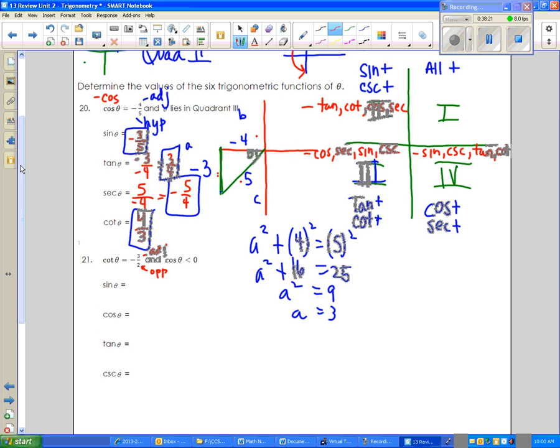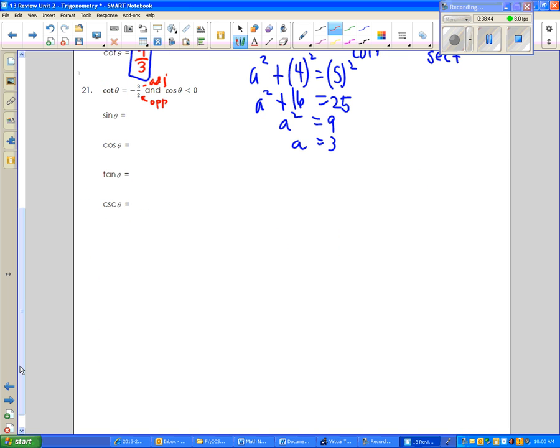Okay, and so since the cosine is negative and the cotangent is negative, I'm trying to figure out what quadrant both of those things are true. So I know that the cotangent is negative in quadrants 3 and 4, and if the cosine is also negative, then I know I'm basically dealing with quadrant 2. So when I draw my triangle, I'm going to draw it in quadrant 2. And so remember, your hypotenuse always comes out of the origin, and you always drop your altitude to the x-axis. So this is theta.